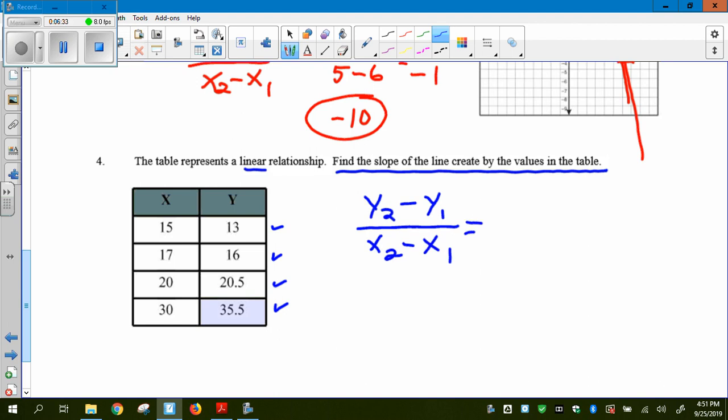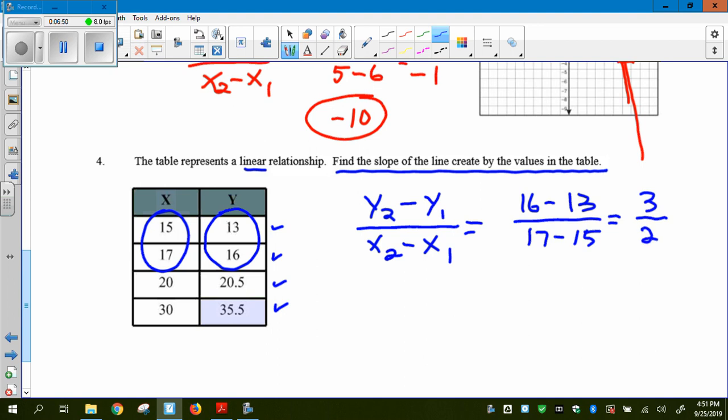So I'm just going to pick these 2 y's and do 16 minus 13. And I'm going to pick these 2 x's, do 17 minus 15, and just simplify that. 16 minus 13 is 3, 17 minus 15 is 2, so my slope is 3 over 2, which if you want to change that to a decimal, you can, like 1.5.